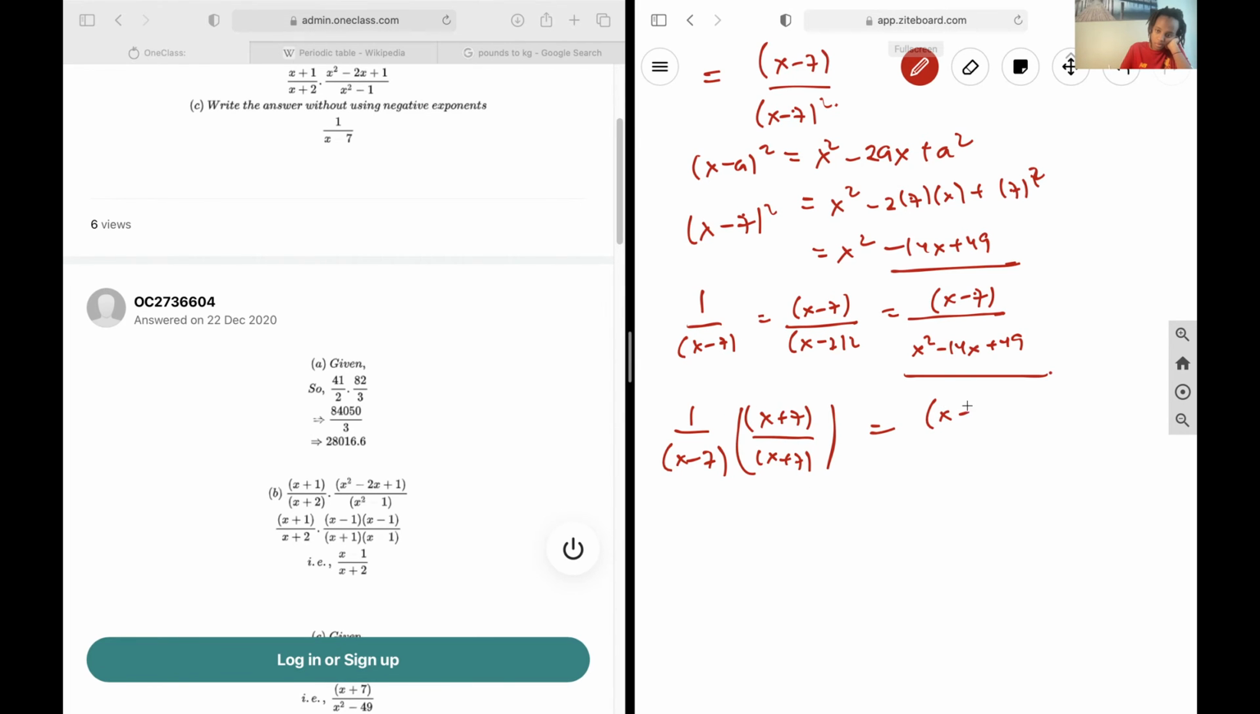And then that will become (x plus 7) over (x minus 7)(x plus 7). So this is the reverse of what we did before. This is obviously a difference of squares. So it'll become (x plus 7) over (x squared minus 49). And that's your final answer.